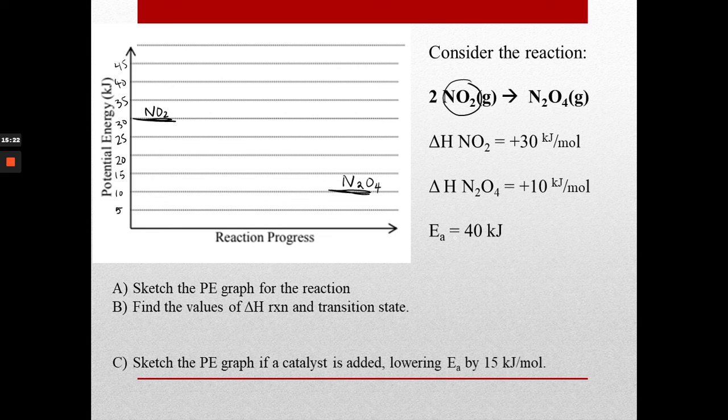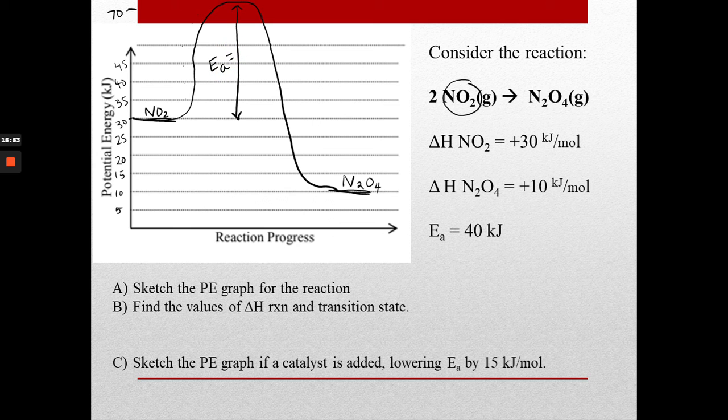Activation energy of 40. I made my graph not big enough. 5, 10, 15, 20, 25, 30, 35, 40. It goes way up off the slide. Let's pretend that's 40. It's too hard to start the whole thing over. So if this is 30, that means this would have to be up here at 70. That's my EA, way up here.